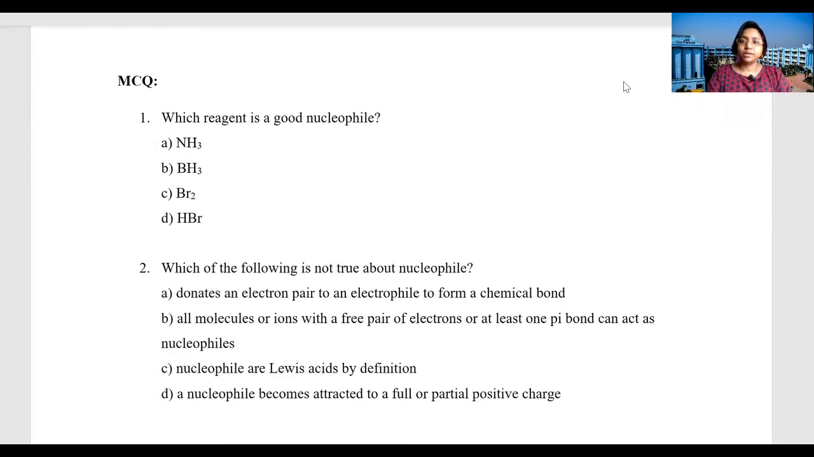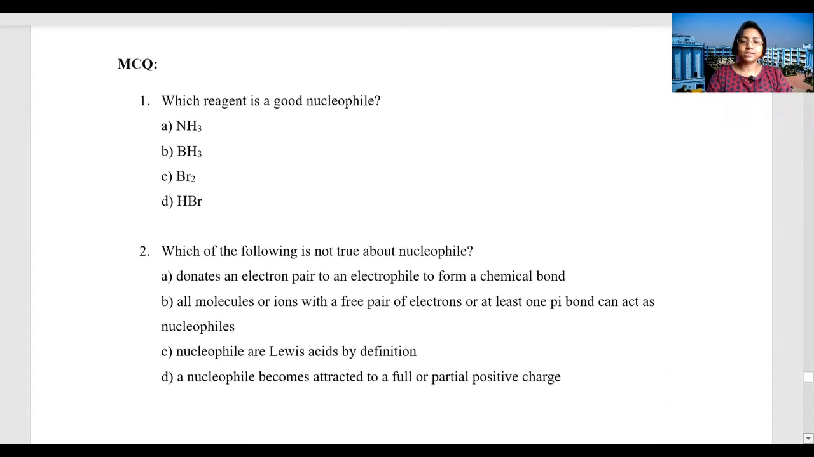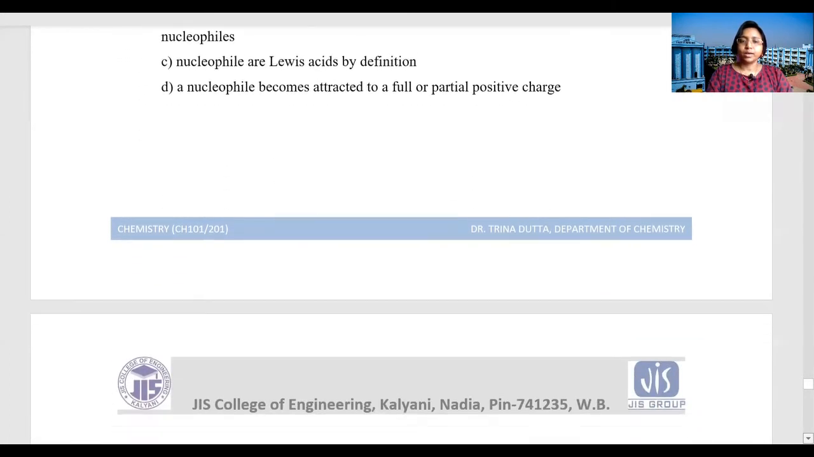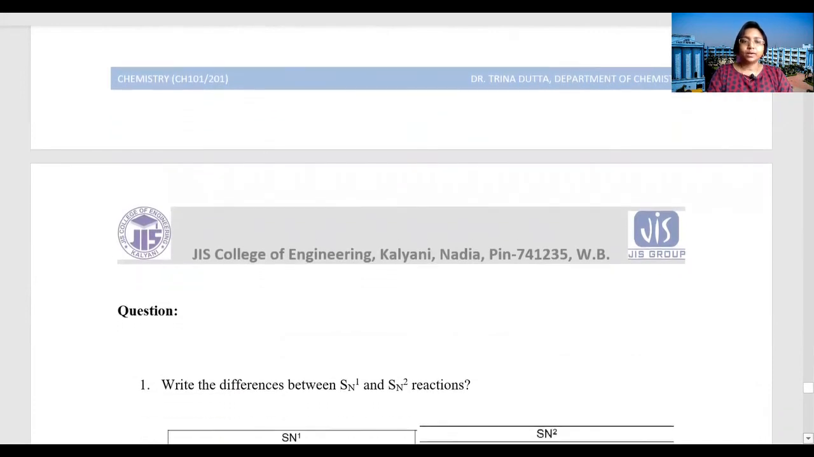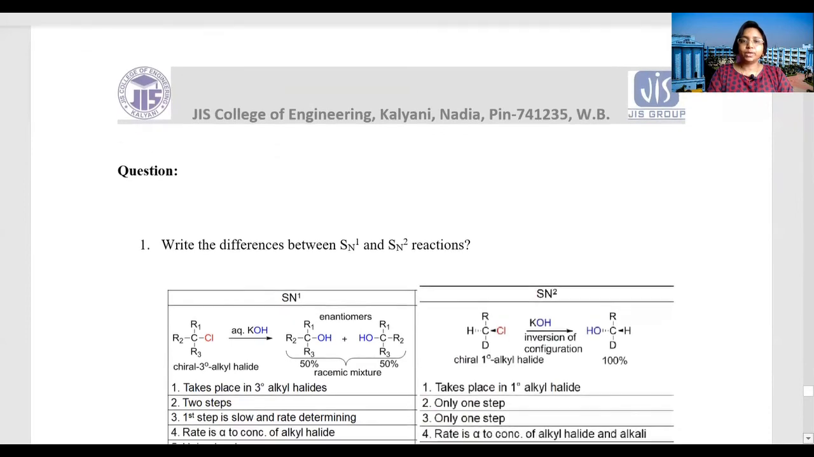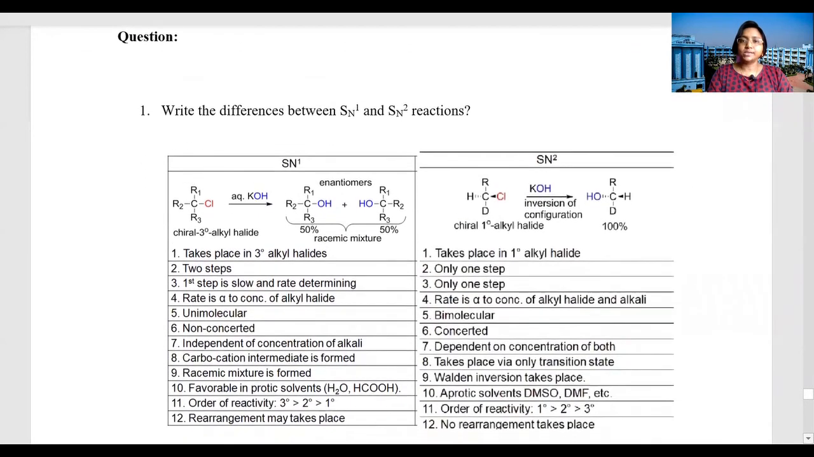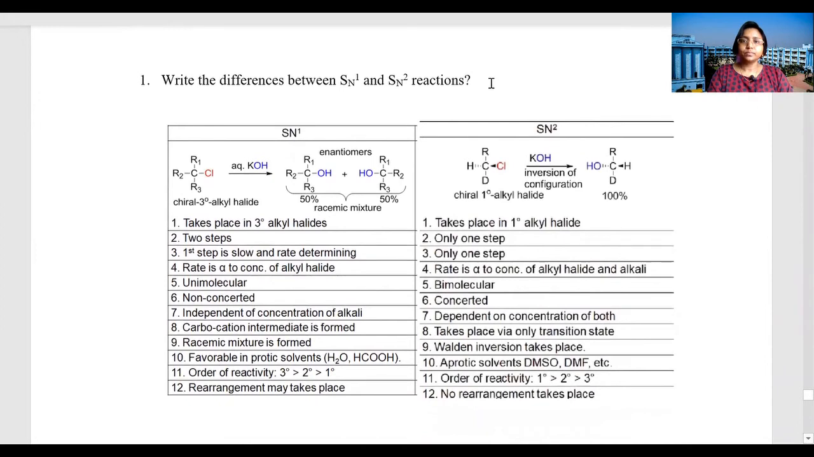Okay, next we come to the short answer type questions. The very first question asks: write the difference between SN1 and SN2 reactions. This is a very common question. For the SN1 and SN2 difference, first of all, you can give the structure and the mechanism. You can draw this structure.